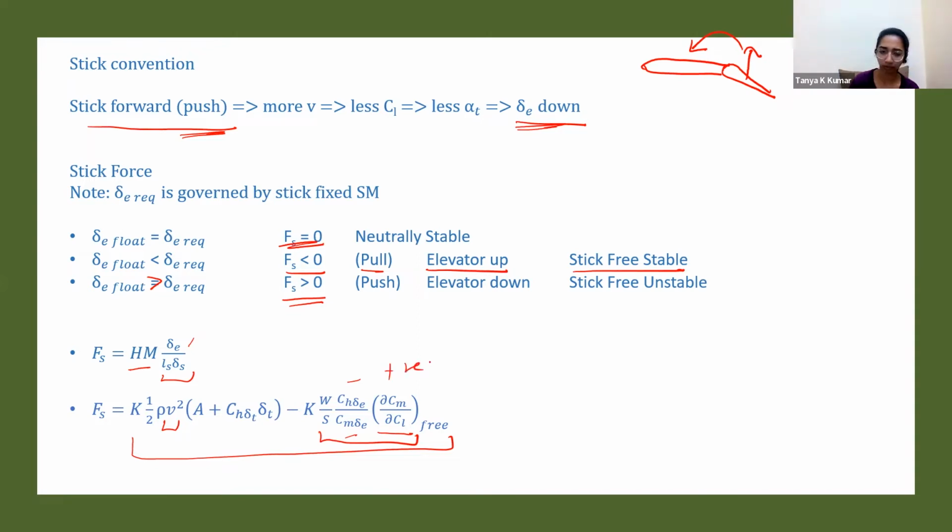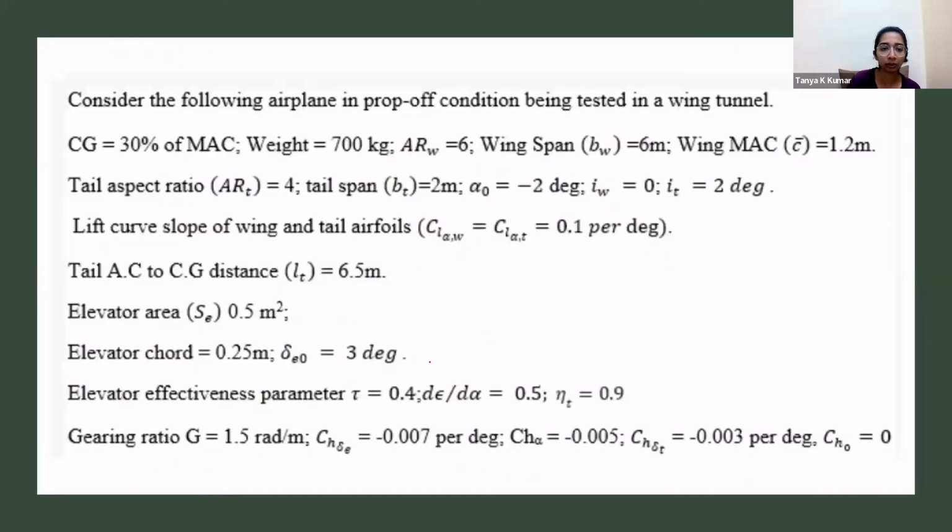Okay. Now let's move on to the questions. This we had discussed in the previous session. I hadn't solved it. This is your assignment 7 question. So the values given to you, they've given you CG location in terms of mean aerodynamic chord. They've given you the weight of the aircraft, the aspect ratios and spans of the wing and the tail. They've given you the mean aerodynamic chord, the tail setting, wing setting angles, aerodynamic parameters of the wing and the tail. And they've also given you the 3 derivatives that we discussed previously with respect to hinge.